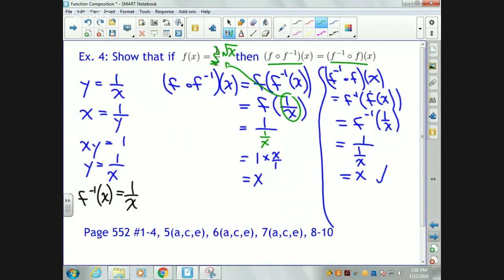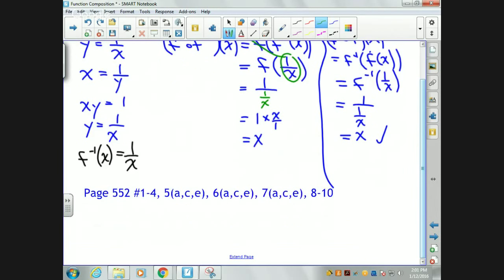Square root of x squared is x. And it's always true that when you take a function and compose it with its inverse, you're always going to get x. I should probably add that in here. I didn't have it in here.